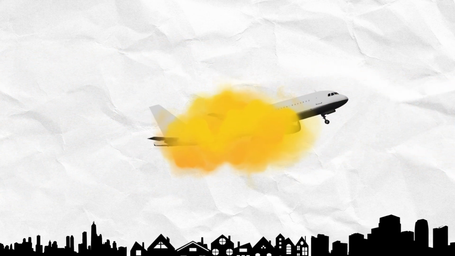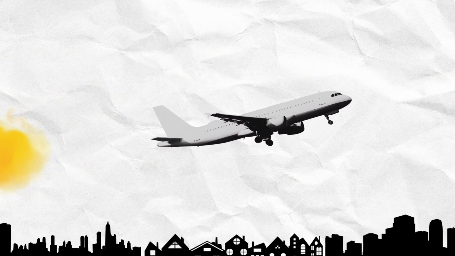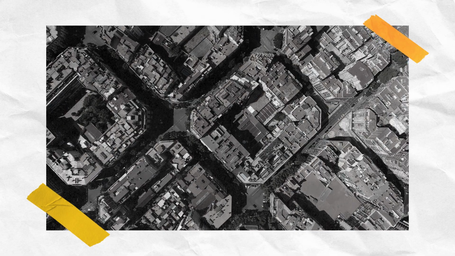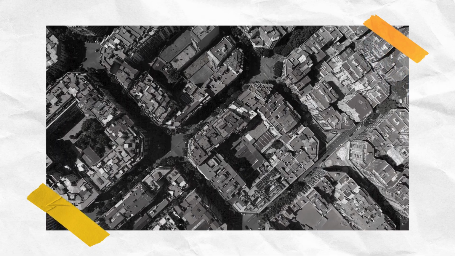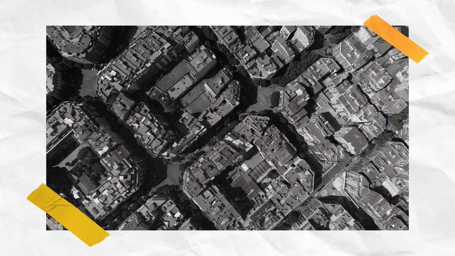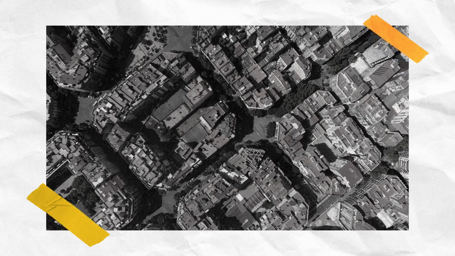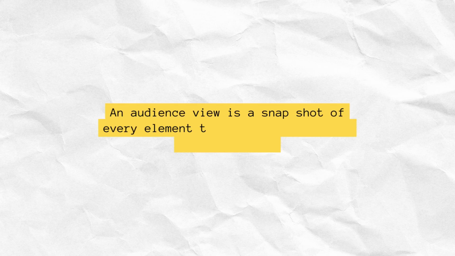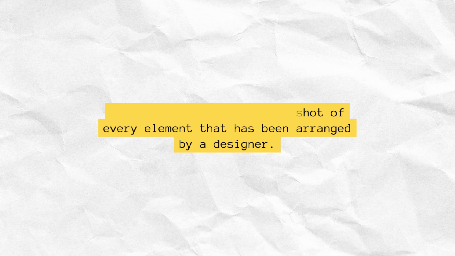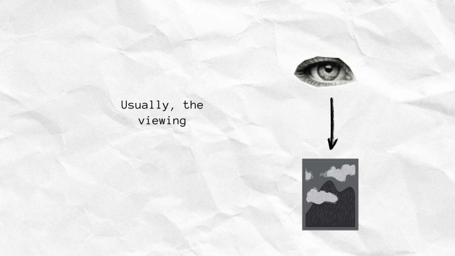Picture yourself looking through a window of an airplane flying over a city. From above, you have the privilege of admiring the city as a whole, how it's laid out and how its parts connect with each other. This is how an audience sees a finished piece of design. An audience view is a snapshot of every element that has been arranged by the designer. Usually, the viewing perspective is from the top.